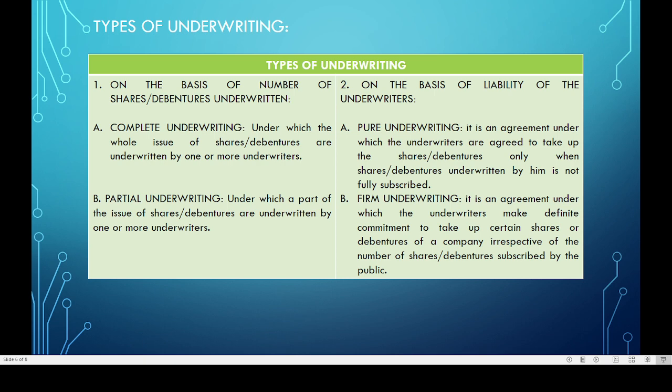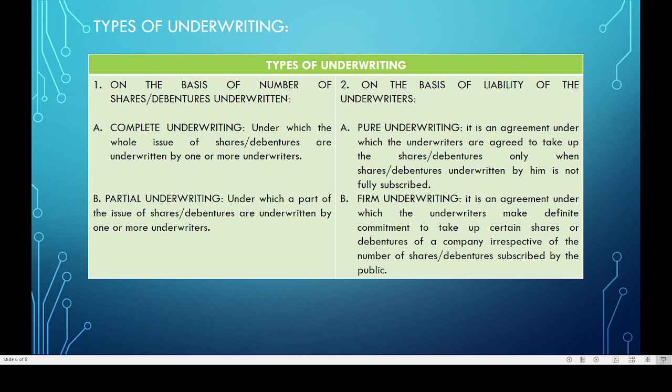I'll explain with an example. For example, I am an underwriter and I took responsibility for 50,000 shares. I issue the shares to the public. Out of 50,000, 30,000 shares are subscribed by the public. How many are remaining? 20,000. So under pure underwriting, the underwriter is responsible for 20,000 shares, because he promised he would get 50,000 shares, but he can only fulfill 30,000. Whatever is left, 20,000, will be purchased by the underwriter. That is called pure underwriting.